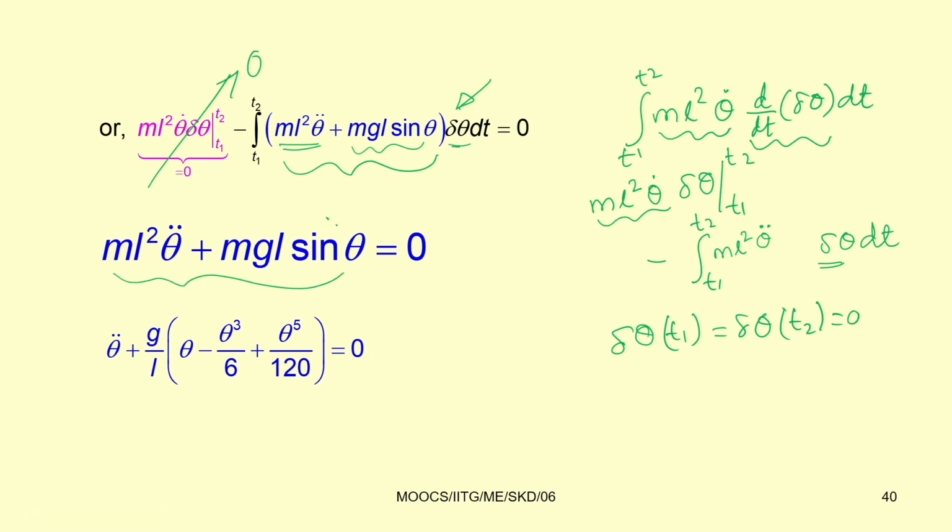Now expanding the sin theta, we can write sin theta equals theta minus theta cube by 6 plus theta fifth by 120. The equation of motion becomes theta double dot plus g by L into theta minus theta cube by 6 plus theta fifth by 120 equal to 0. This way you can apply the extended Hamilton principle to derive the equation of motion.